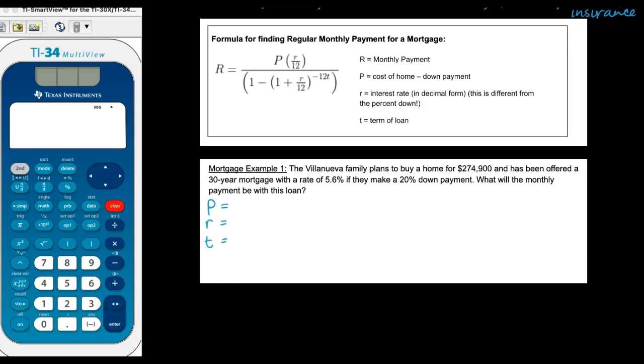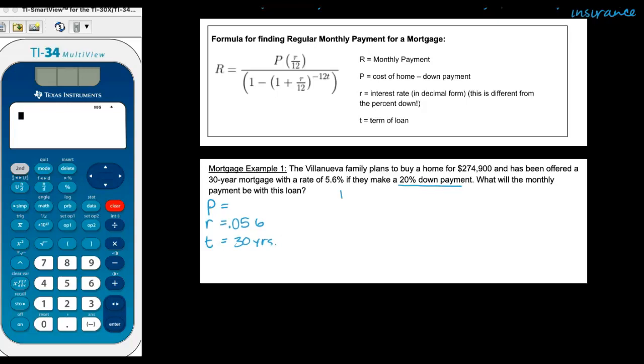The Villanueva family plans to buy a home for $274,900 and has been offered a 30-year mortgage with a rate of 5.6%. You might be tempted to put the cost of the home in for principal, but you always want to make sure you read on and see if there's a down payment, because that's going to need to be factored in before we write down the principal. I'll write down the rate of 5.6% as a decimal. So I take the decimal and move it 2 spots to the left, and the term of 30 years. If they make a 20% down payment, what will the monthly payment be?